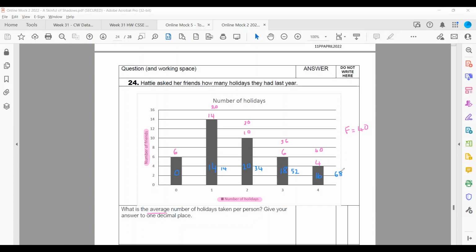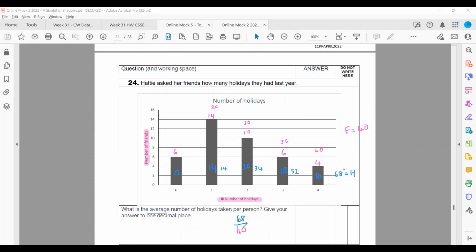So we're trying to find the total number of holidays taken per person. So we're going to take our total number of holidays, which is here, 68, and we're going to divide it by the total number of friends, which is 40. Okay, so we're going to do 68 divided by 40.